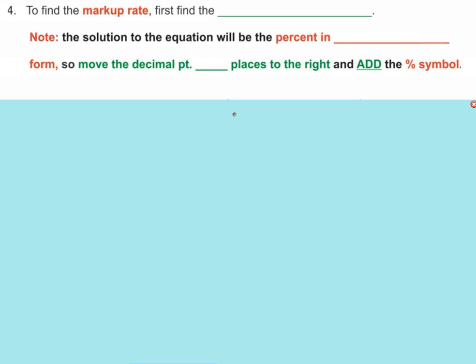And here's the same situation. You got to know the markup to be able to find the markup rate. So they may not give you the markup. Now, if they do, that's good. It's an easier problem. But sometimes they won't tell you the markup, but you can always find it. But you got to have the markup to figure out the markup rate. And then again, remember, in all of these problems, the rate is a percent. So the solution to the equation will be the percent in decimal form.